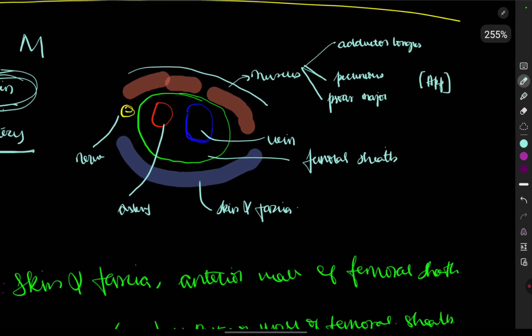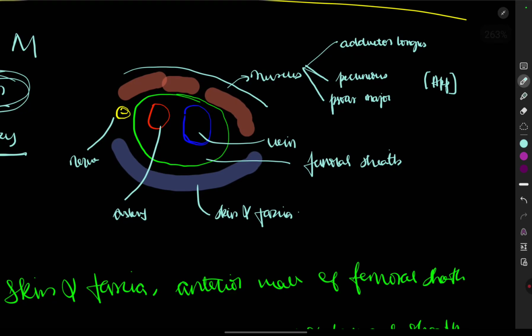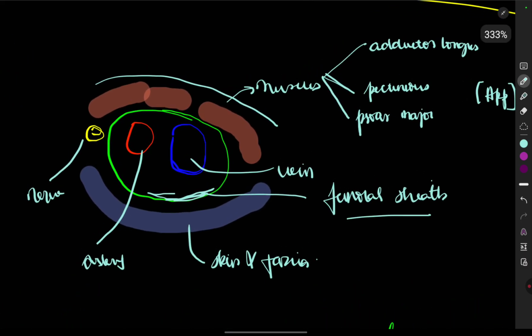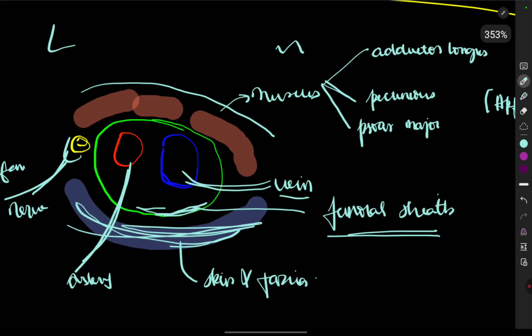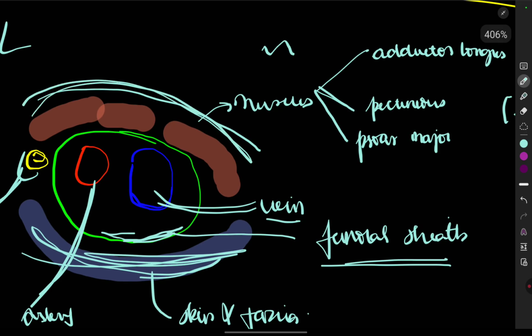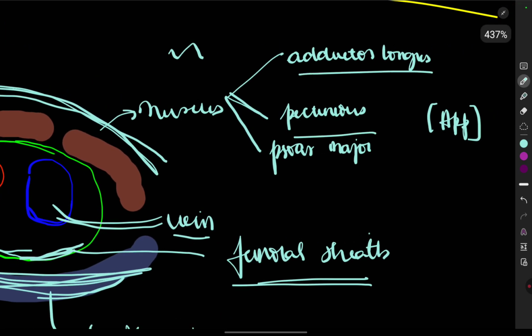Now this is the femoral sheath that we have already studied in yesterday's class. This is the vein to the medial side, and the nerve to the lateral side, and the femoral nerve is not inside the femoral sheath. Which nerve is in the femoral sheath? It is the femoral branch of the genitofemoral nerve. So the skin and fascia, we know this, and this is the artery, the vein, the nerve, and these are the muscles: the adductor longus muscle, pectineus muscle and psoas major muscle.